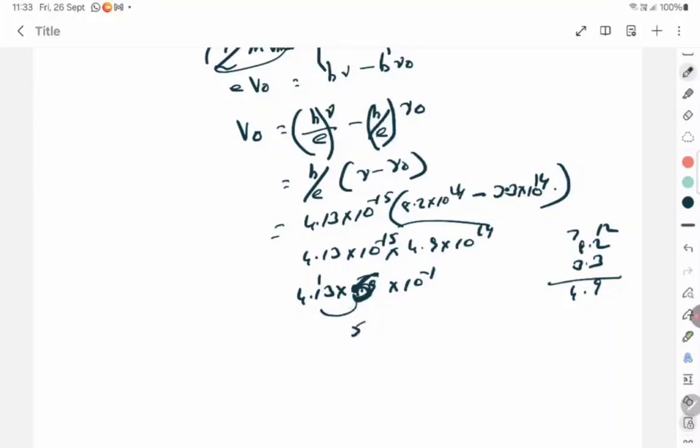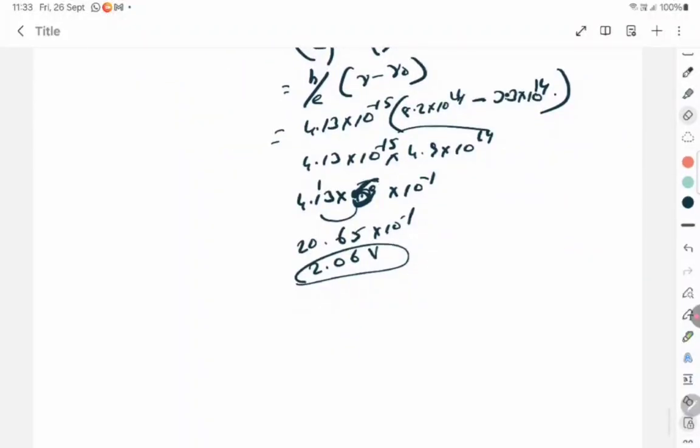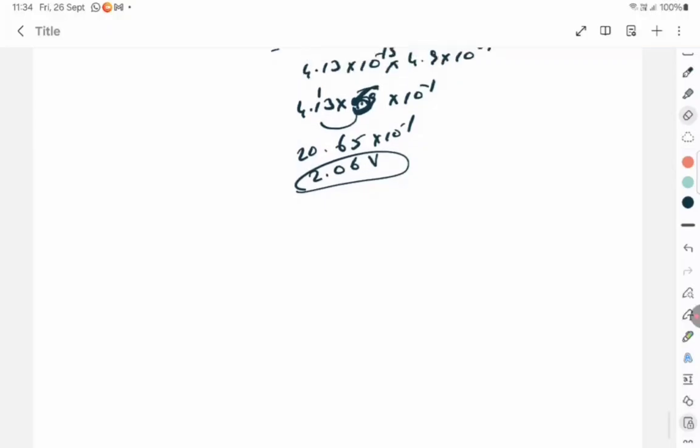5 3s are 15, 5 1s are 5, 6, 5 4s are 20, into 10 to the power minus 1, which is 2.06 volts, but the answer is 2.03 because I've approximated it. If you have the time in the exam, do it properly, so you get the voltage, and that will be in volts, and that's all. So let's go to the next question.